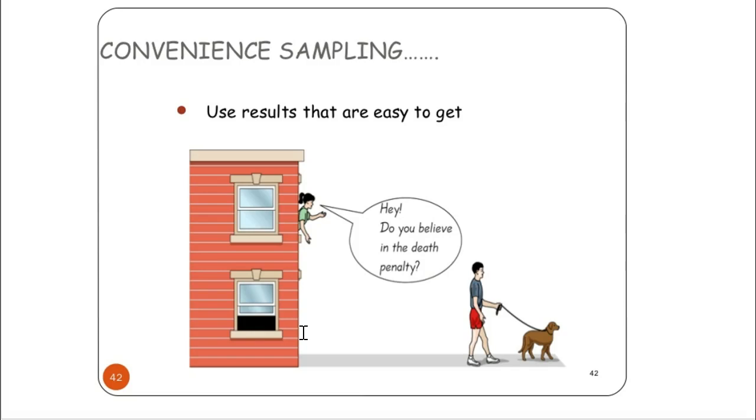So notice here, if we're interested in all EKU students, there are many students that have no chance to be in this sample. For example, students that only take online classes are very unlikely to walk by the Wallace building and be included in this sample.